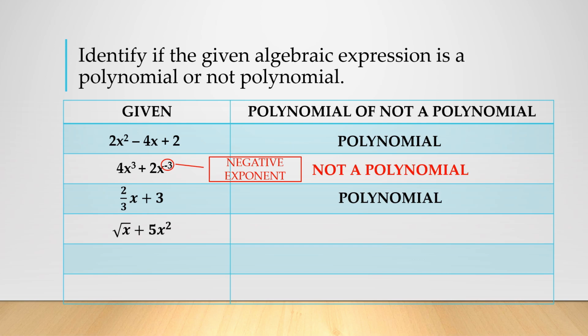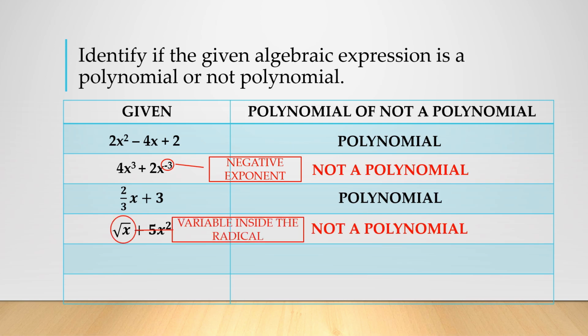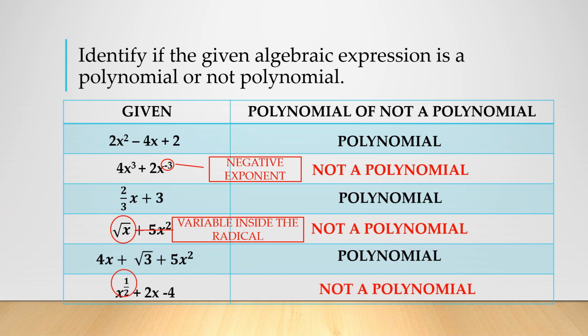Then we have square root of x plus 5x squared. This is not a polynomial since we have a variable inside the radical. Then let's have 4x plus square root of 3 plus 5x squared. So this is a polynomial. So although you have your radical sign, if you look at inside the radical, it's not a variable, so therefore it's still a polynomial. Let's have the last one. x raised to 1 half plus 2x minus 4. So this is not a polynomial because of our fractional exponent.